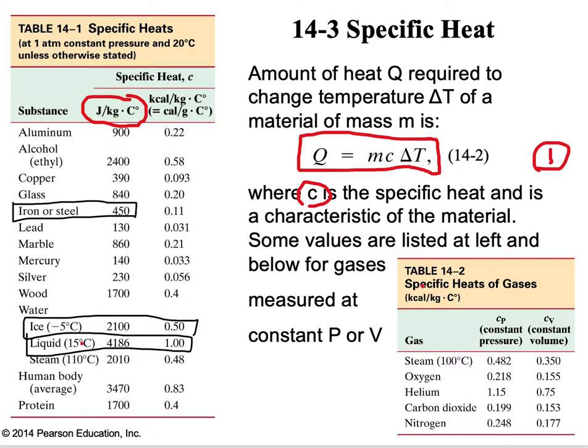Table 14-2 lists specific heats of gases. If you'll be looking at gases such as carbon dioxide, helium, oxygen, steam, water vapor, or nitrogen, you need to look up the specific heats of gases, whether you're at constant pressure or at constant volume.